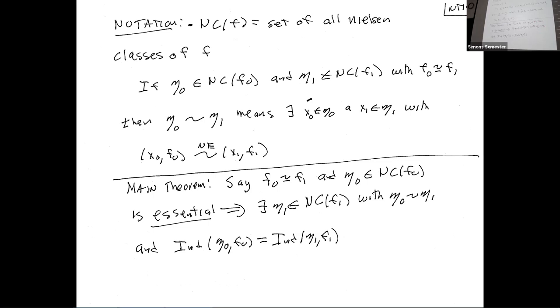All right, so this in particular says if the index of this is non-zero, in other words, there's a fixed point here, then the index of this is non-zero. So this expresses that fact that I keep saying, that if you have an essential Nielsen class, it persists under homotopy in exactly this sense.